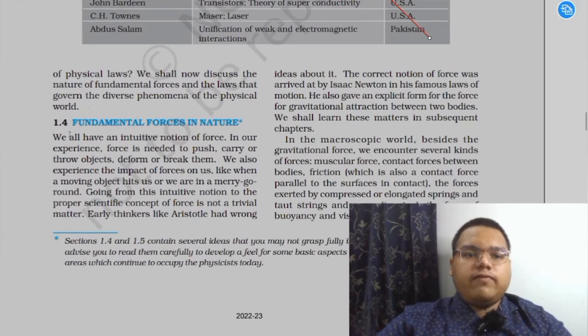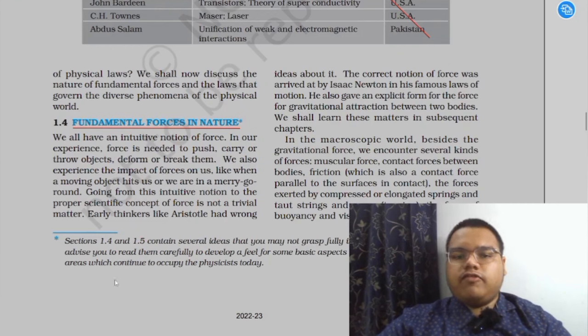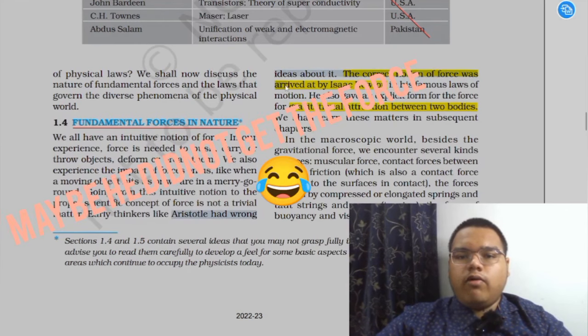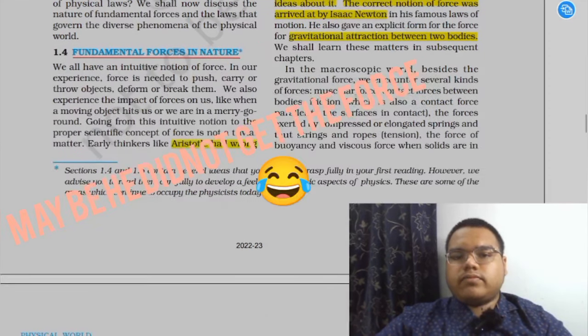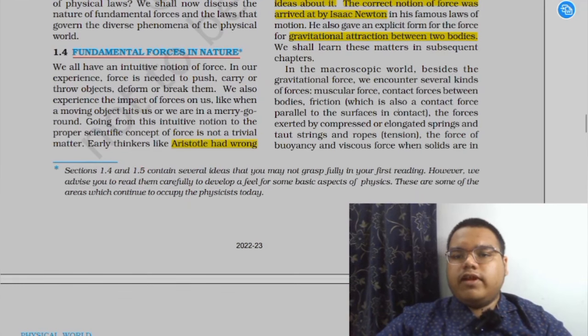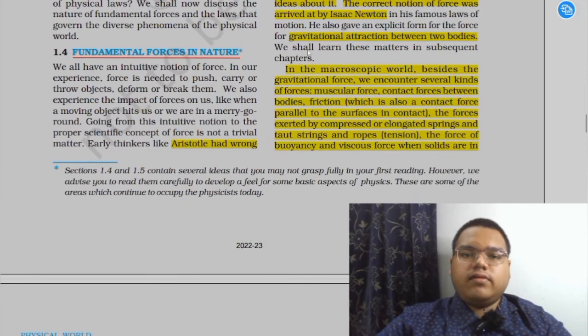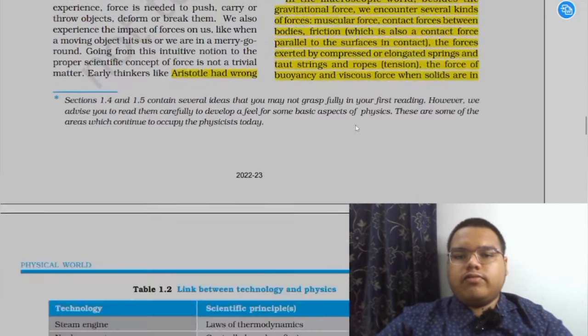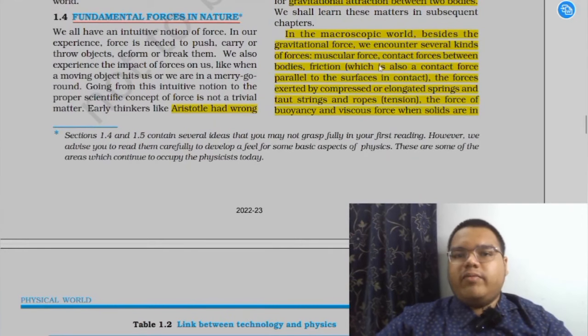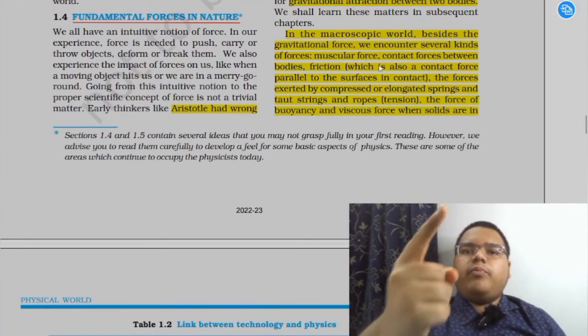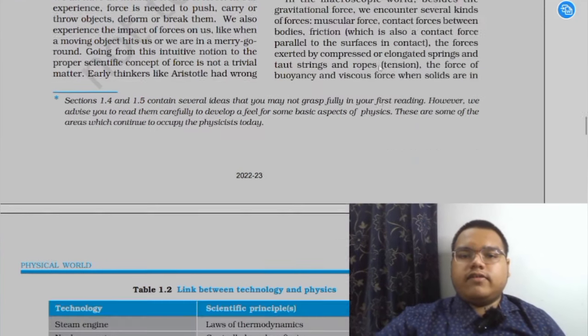So the most important part of this chapter is the fundamental forces of nature. There are actually 4 fundamental forces in nature. The correct notion of force was arrived at by Isaac Newton, who gave his research only on the gravitational attraction of two bodies, and Aristotle had wrong ideas about force. In the macroscopic world, besides the gravitational force, we will encounter forces that are mostly in the form of gravitational force or electrostatic force. So these are not new forces, but forces generated either by potential due to gravity or electrostatic energy.